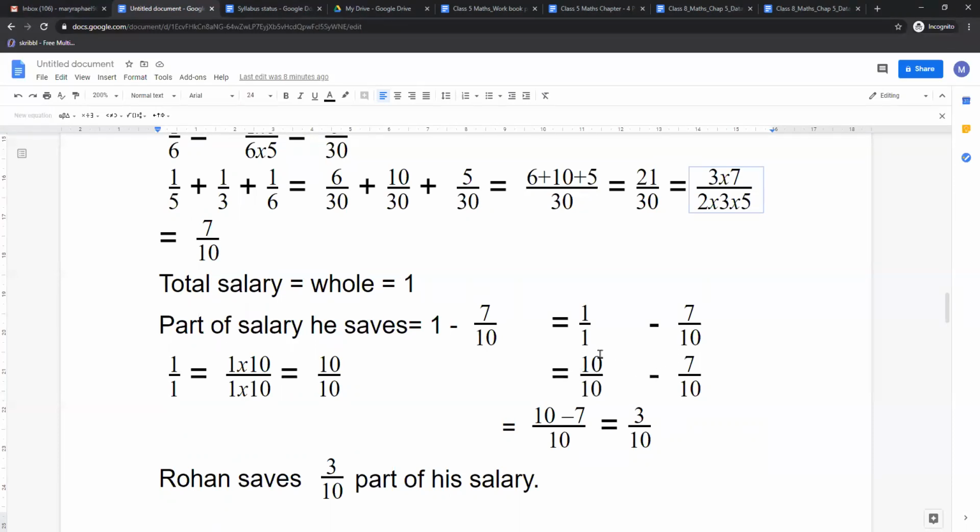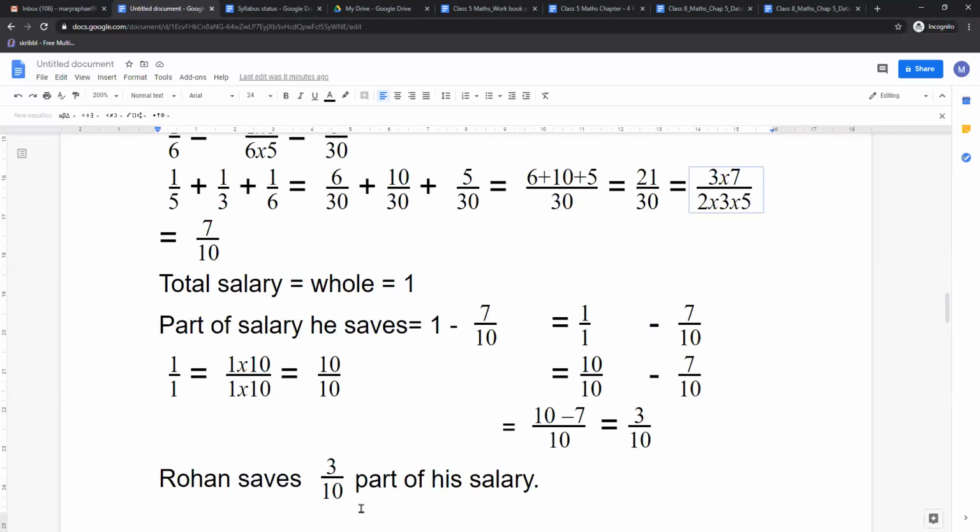Now, we have to make the denominator the same for both fractions. The LCM of 1 and 10 will be 10 only, no doubt. So 1 upon 1, to make the denominator 10, we have to multiply numerator and denominator by 10. So it becomes 10 upon 10. So 10 upon 10 minus 7 upon 10. If you want, you can multiply, or you can also do it directly. Both have the same denominator, so subtract the numerators. 10 minus 7 upon 10 equals 3 upon 10.